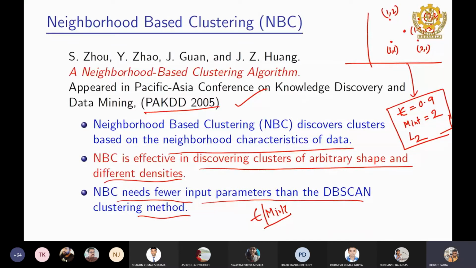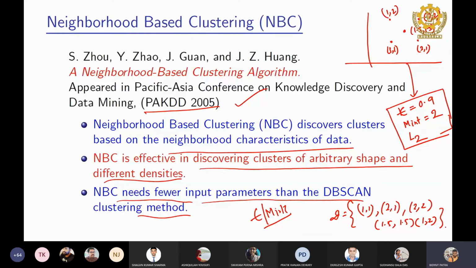Okay, so if you apply the DB-scan, how many clusters will you get from this data set? The data set is like (1, 1), then (2, 1), (2, 2), (1.5, 1.5), and (1, 2).